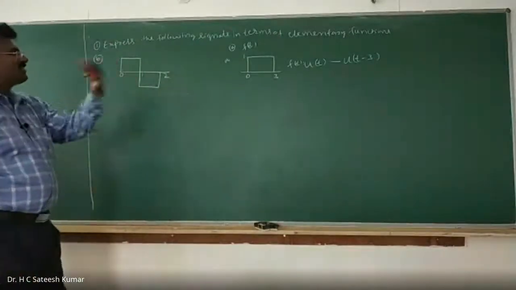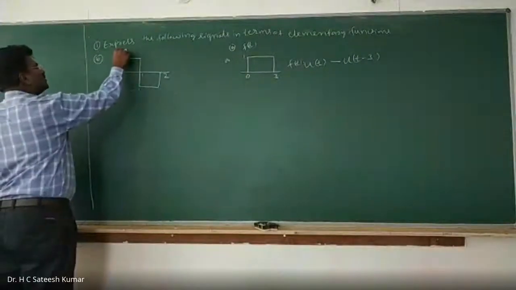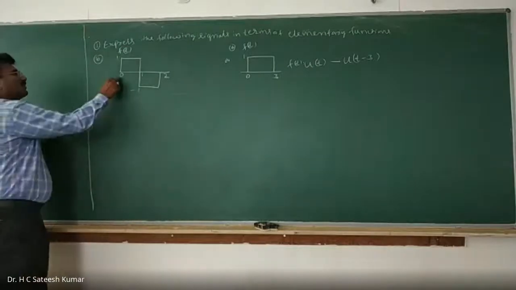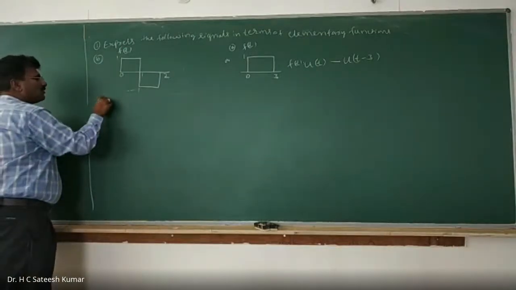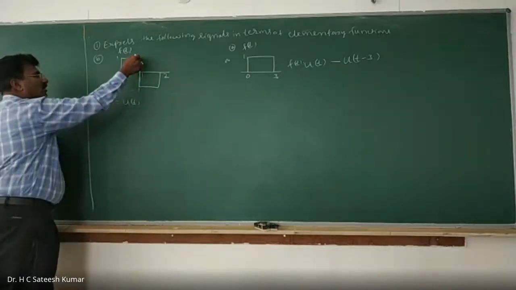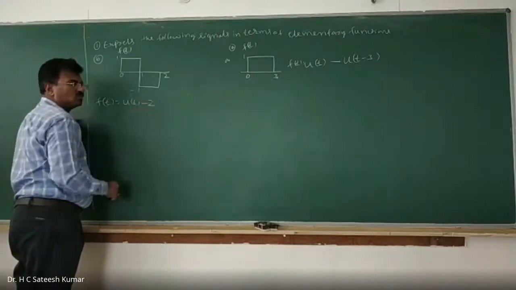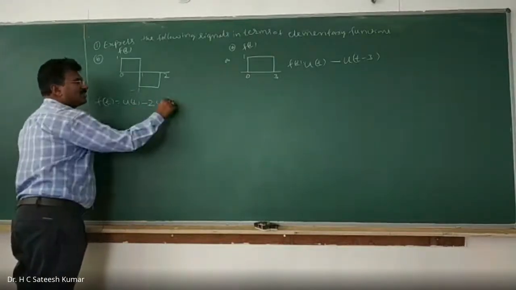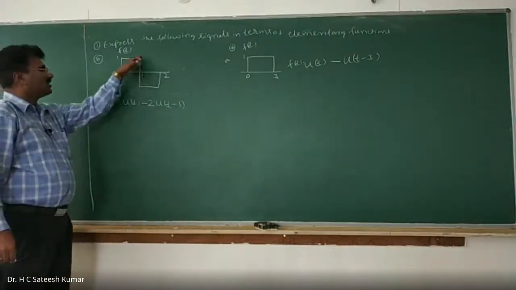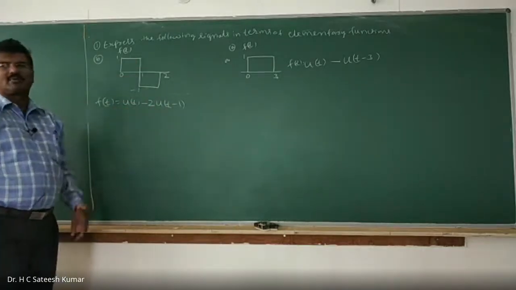Based on this, how to write this one? F of t. At 0, go up by 1 unit. F of t is equal to u of t. At 1, fall by 2 units. Falling means minus, how many units? 2 units. So minus 2 u of t minus 1. Why t minus 1? Because at 1 it is falling.